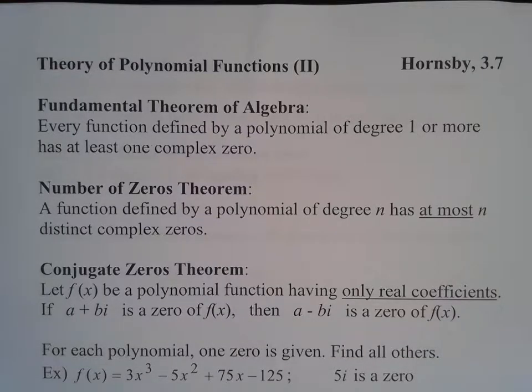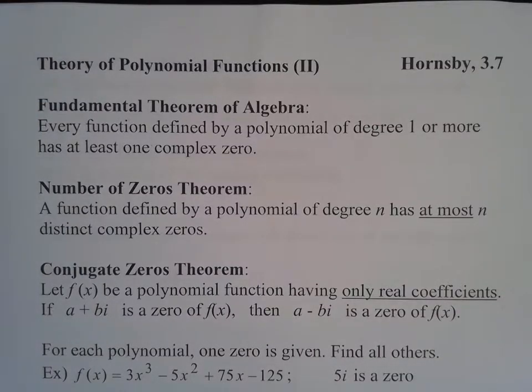Okay, then we have the number of zeros theorem. A function defined by a polynomial of degree n has at most n distinct complex zeros. Okay, so distinct here means unique. Keep in mind that it's at most. The number of zeros is at most the degree. So if the highest power on x is a 5, we could have at most 5 zeros. If any of them were repeated, then we may have less than that.